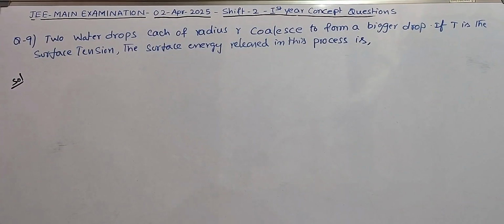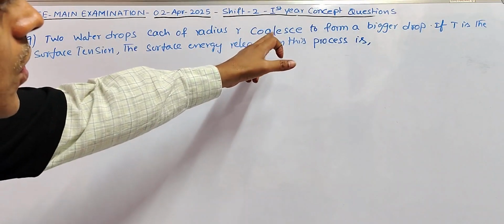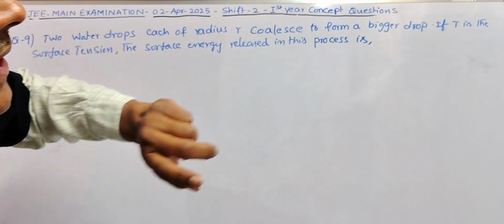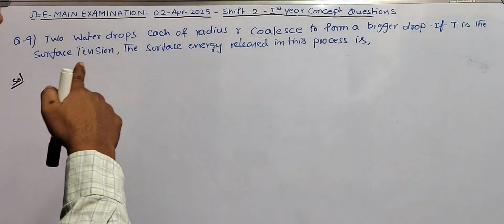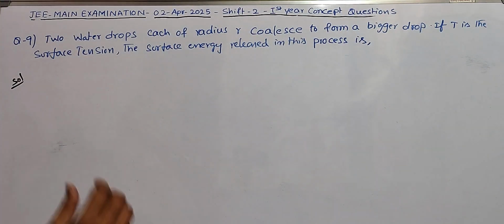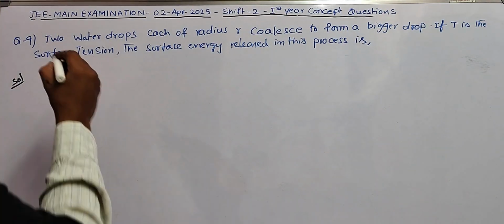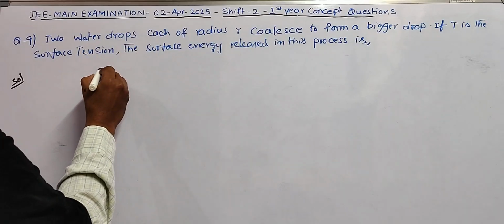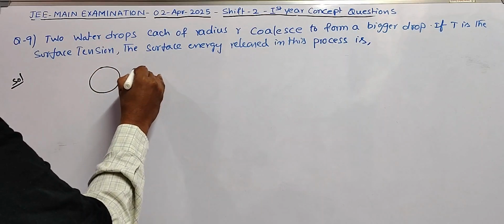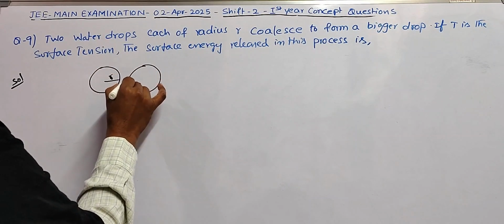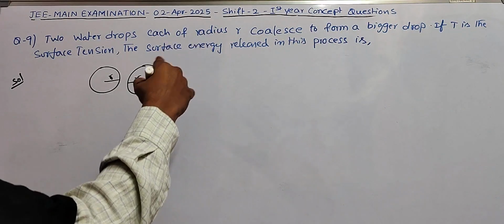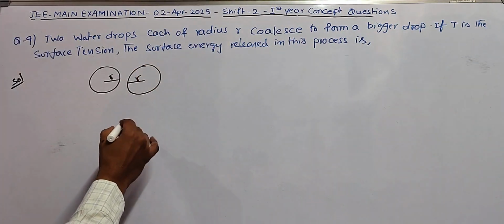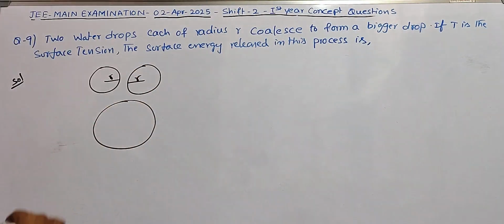Okay, the 9th question. 2 water drops, each of radius r, coalesce to form a bigger drop. If T is the surface tension, find the surface energy released in this process. You see, there are 2 water drops. Suppose this is the first water drop, this is the second water drop, and the radii are the same. Now these 2 combine, so they form a bigger water drop.